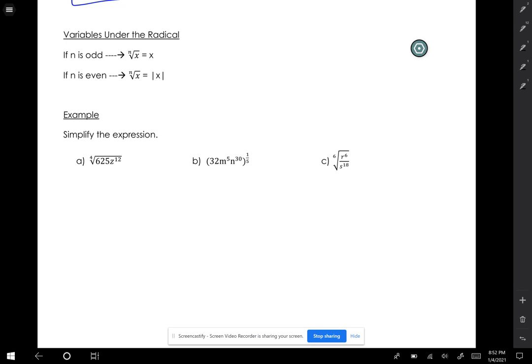So for that first expression, we do have the fourth root of 625 times z to the 12th. So we're going to try and find numbers that we can take the fourth root of and values we can take the fourth root of to take out of there. So first, for 625, let's see if there's anything that works for that.